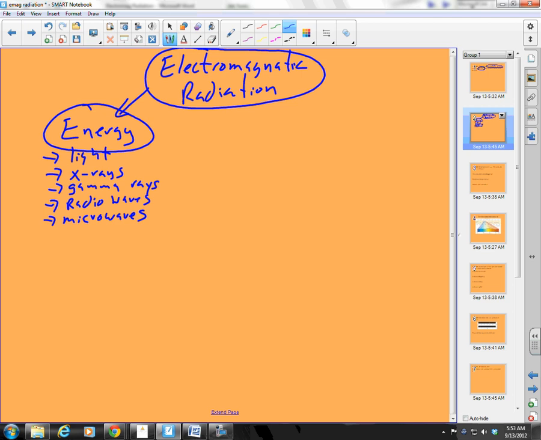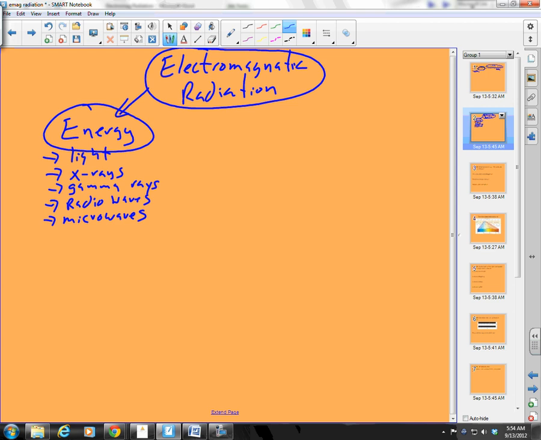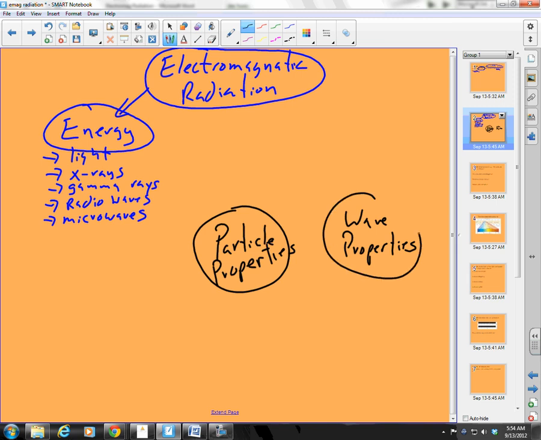Good. Now, the question was what? Let's go back here. I think I'm forgetting already. Oh, look at it. We want to know if this is a wave or a particle. Well, let's ask ourselves this question, and we might want to leave a little space here. I have particle properties and wave properties. Probably should have spread these out a little more to give us some more space.